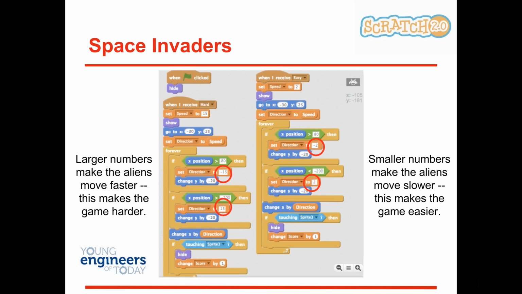Do you have negatives for your change y by -20? Negatives, yes. And you said this is on your hard code, correct? Yes. Do you have your set direction to 15 for your second if statement? Set direction to 15? I have set direction to speed. Oh, yes, I do have that. All right, so you have the -15. Here, I think I might know what's wrong. Okay.